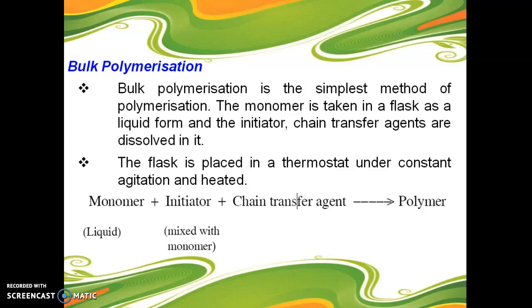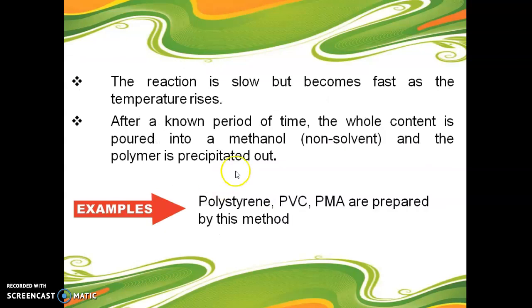Bulk polymerization is the simplest method of polymerization. Here, the monomer is taken in a flask in liquid form, and the initiator and the chain transfer agent are dissolved in the liquid. The flask is placed in a thermostat under constant agitation and heated. The reaction is slow but becomes fast as the temperature rises.